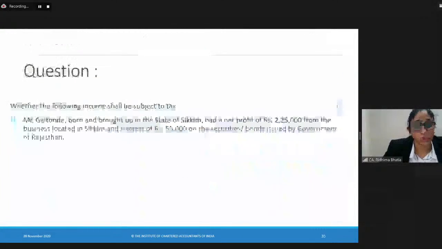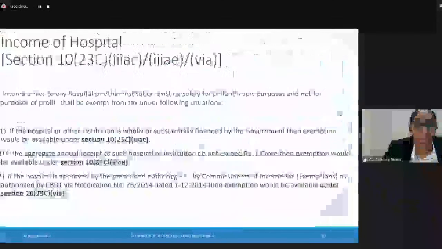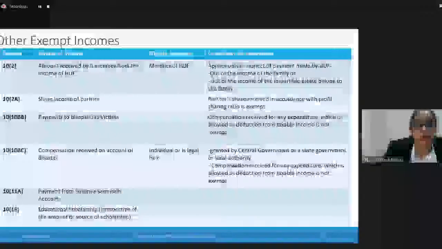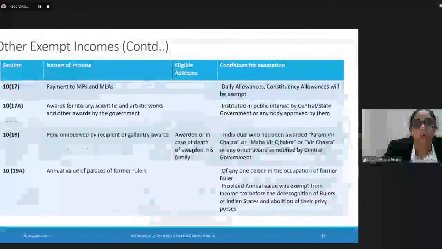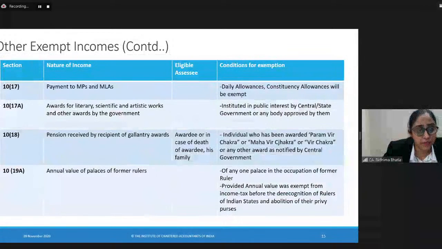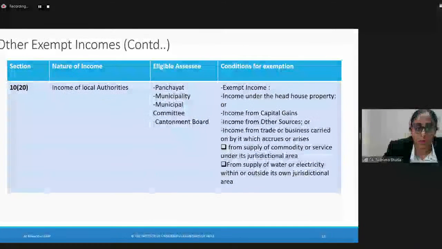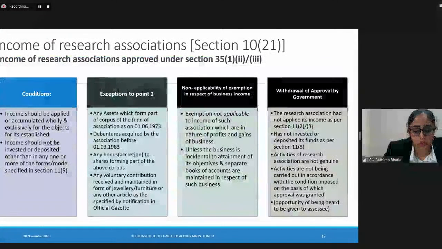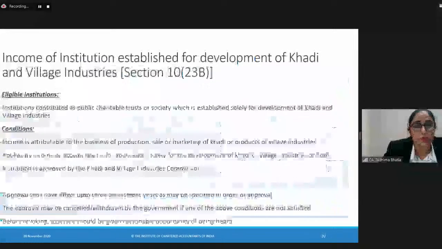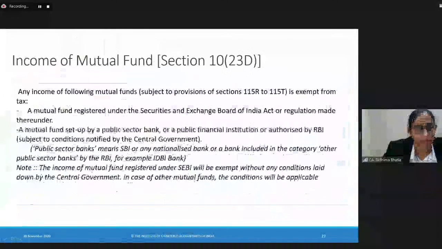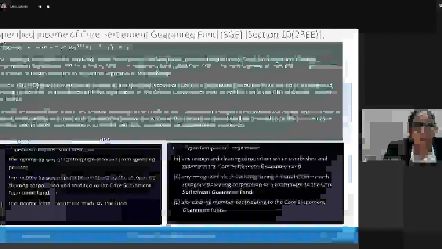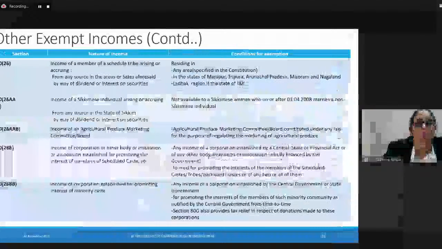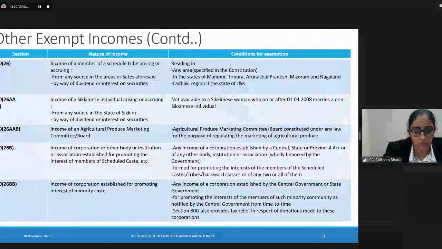So up till now, this is again a very important section, section 10 clause 44. Now, to get all your attention, if I say that anyhow you have to remember these sections, beginning from what we did for a quick revision: 10 clause 2, 2A, 11A, Kanya Samriddhi, scholarship, payment to MPs, MLAs, local authorities, research association, then section 10 clause 23C, again very important. 10(23D) is important, mutual fund. These sections you have to remember anyhow. Sikkimese individuals, very rarely a question comes, so you can remember that section.